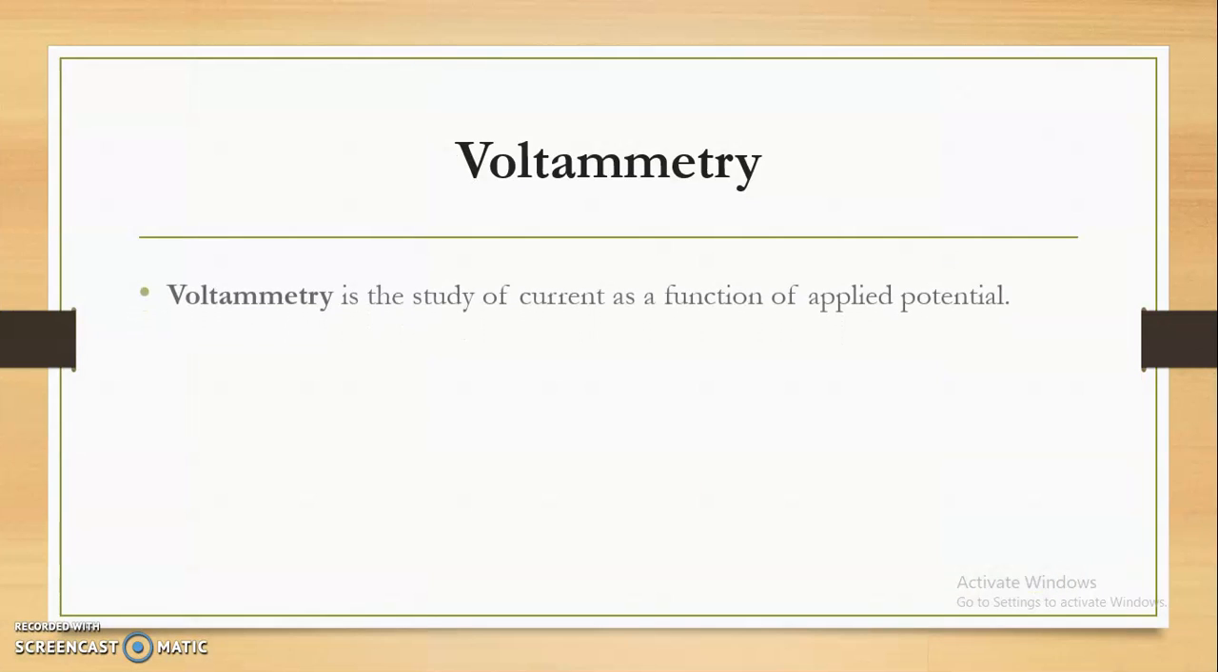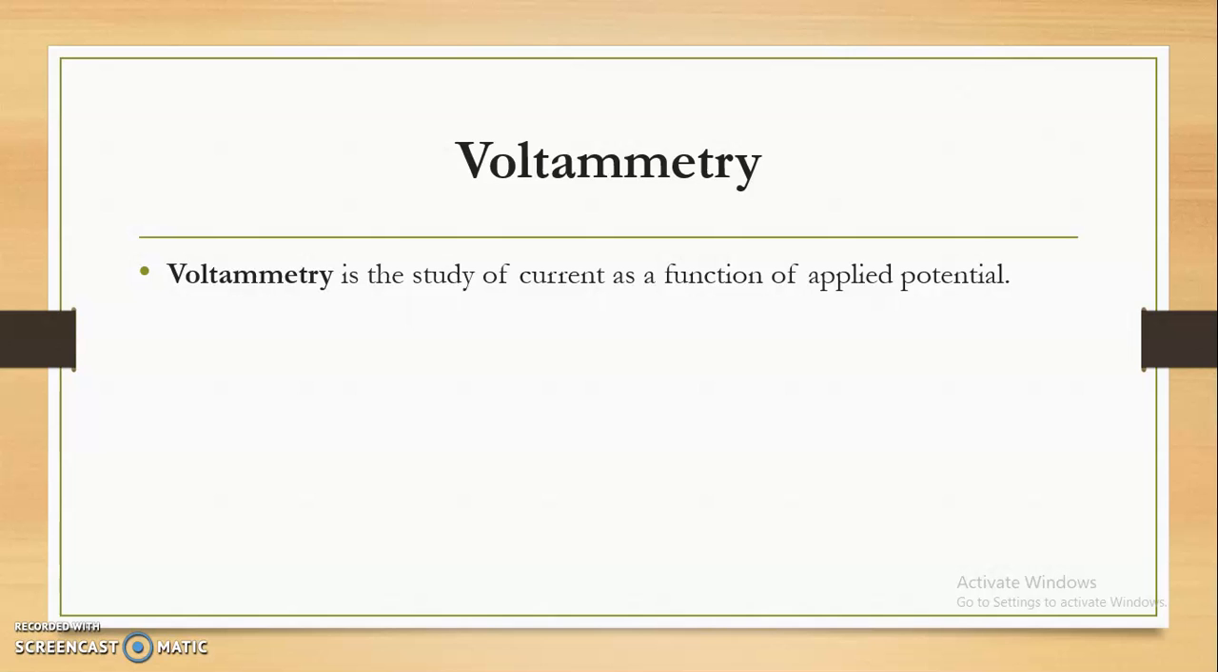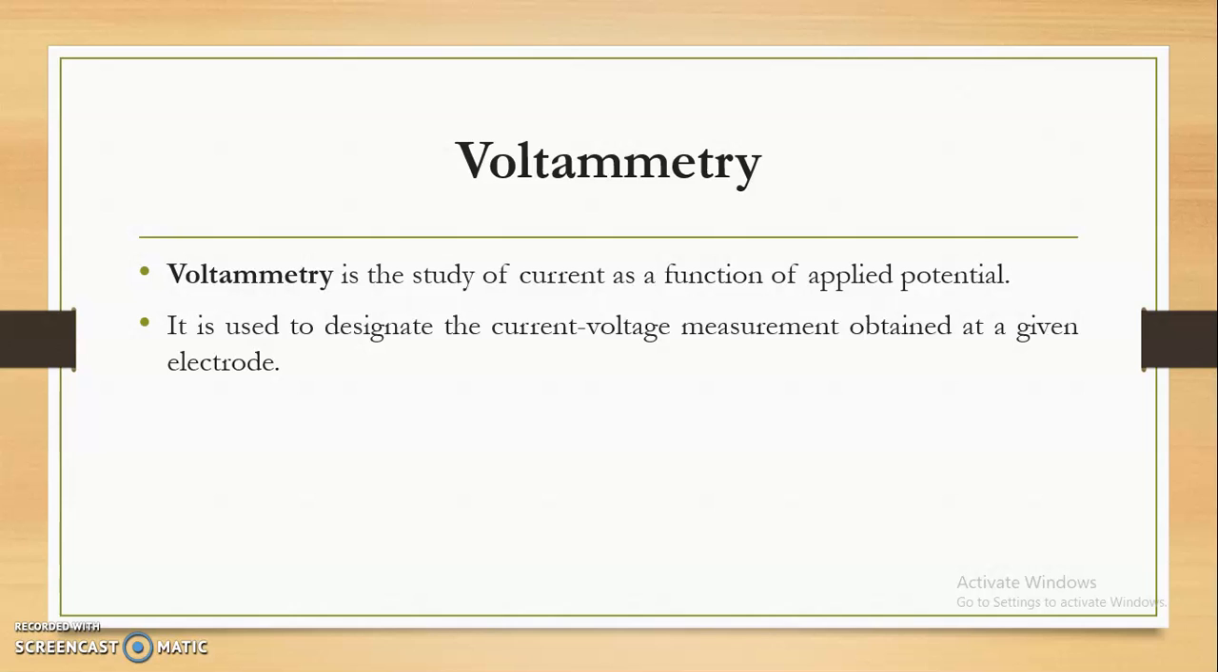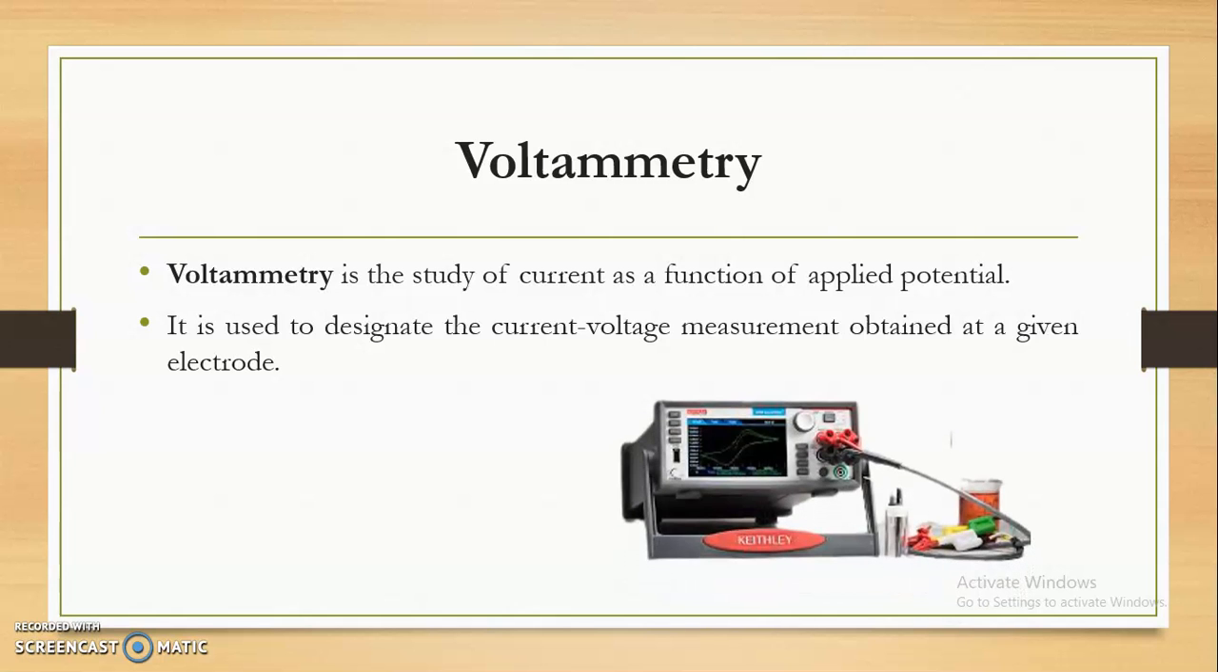The second type of electroanalytical technique is voltammetry. This is very generally used. Voltammetry is the study of current as a function of the applied potential. Like in potentiometry we measure potential, here we carry out the measurement of current. It is used to designate the current-voltage measurement obtained at a given electrode. That means with the help of this instrument, we measure the current against the voltage applied across the electrode.